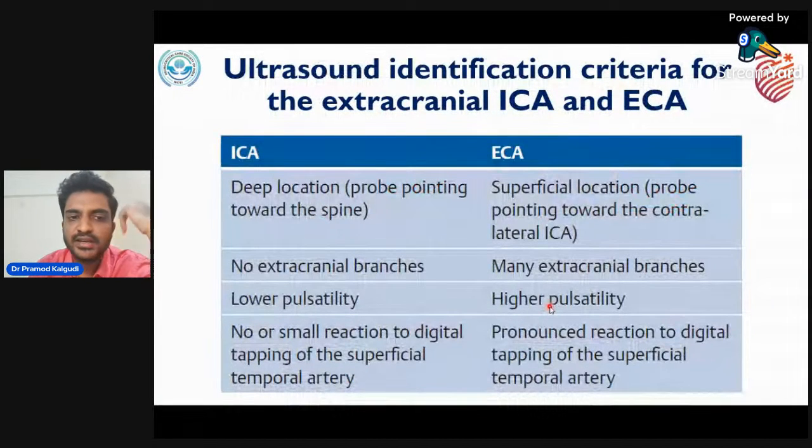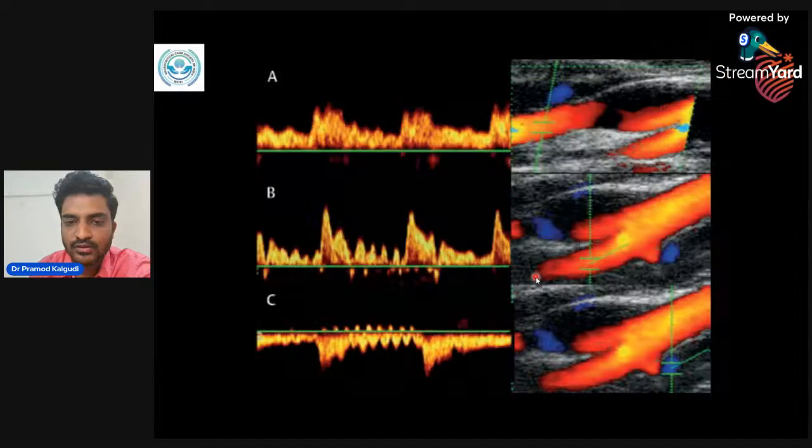So how do you differentiate, apart from the probe position? I also mentioned the tapping of the superficial temporal artery. The other thing is that the external carotid artery has a high pulsatility, whereas in the internal carotid artery the pulsatility is low and it is a low resistance vessel. So you always see a good diastolic flow in these. And apart from the branches, you can also tap, as I already mentioned.